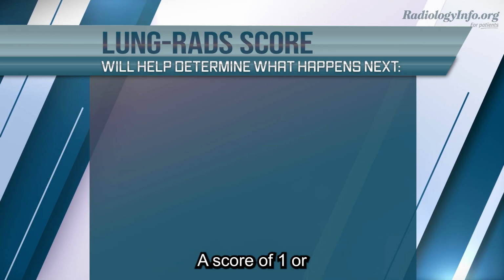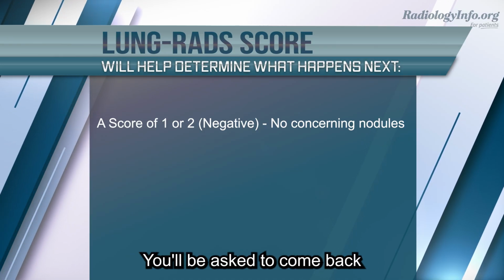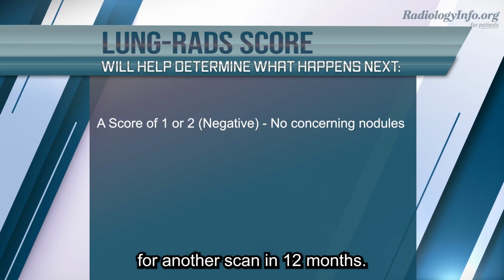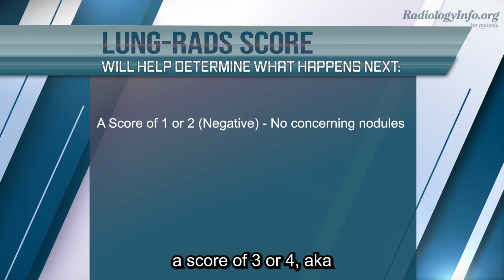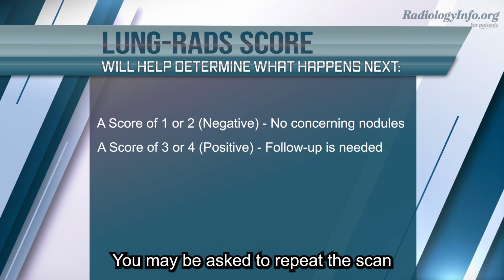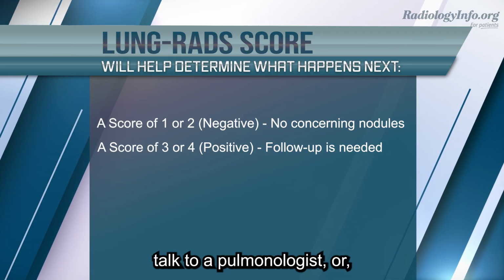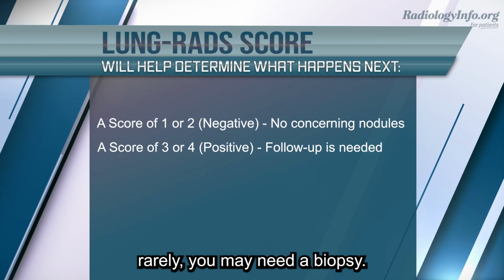A score of 1 or 2, aka negative, means there are no concerning nodules. You'll be asked to come back for another scan in 12 months. A score of 3 or 4, aka positive, means something needs closer follow-up. You may be asked to repeat the scan in 3 or 6 months, most likely talk to a pulmonologist, or rarely you may need a biopsy.